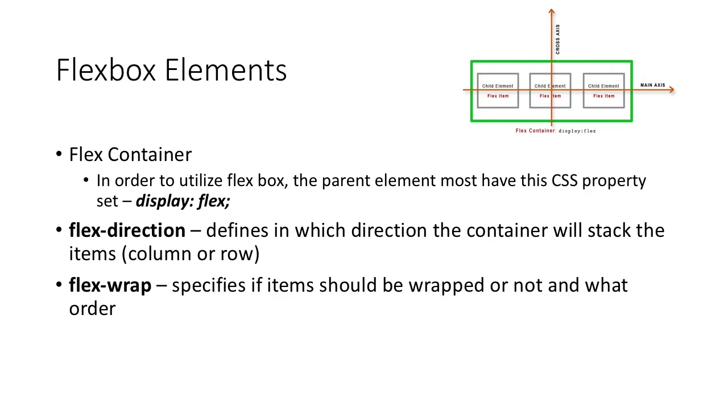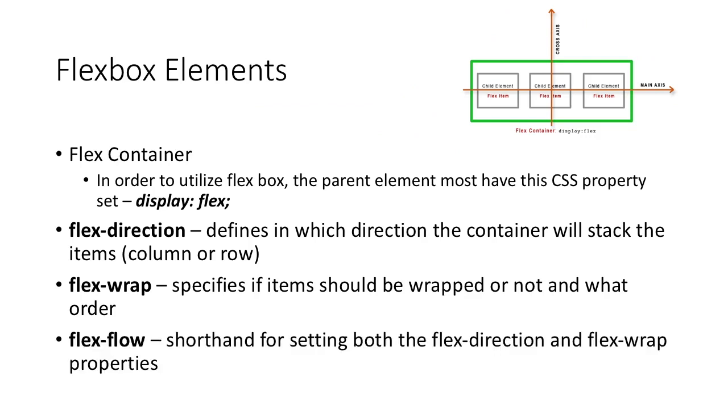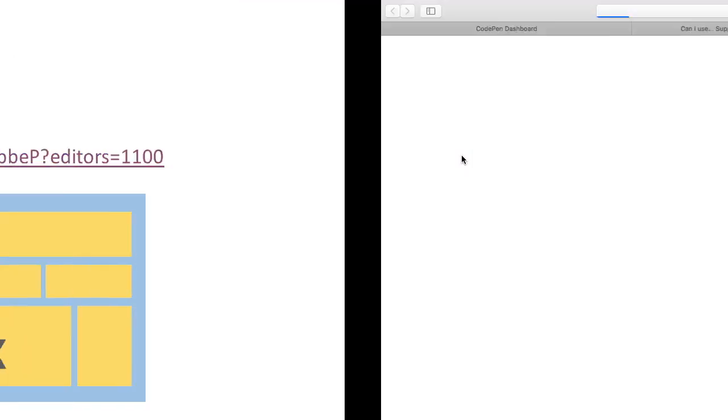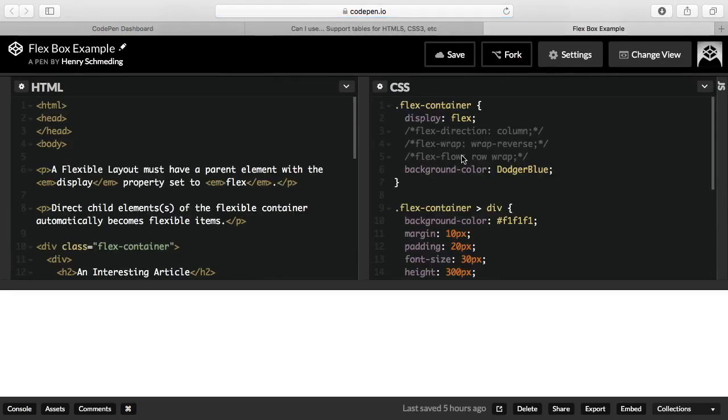And if you wanted to wrap when the items don't fit in the width of the container, you can have them wrap, and you can have them wrap in a certain order, like reverse order or ascending order. And then there's shorthand. You can do flex-flow, which is shorthand for both the direction and the wrap element. And then I have an example here, a little CodePen example.